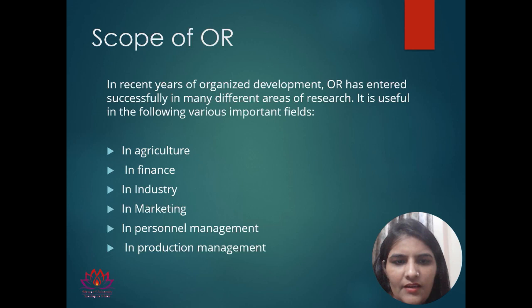Number two is finance. What is the scope of operations research in finance? In these recent times of economic crisis, it has become very essential for every government to do careful planning for the economic progress of the country. OR techniques can be productively applied to determine the profit plan for the company, to maximize the per capita income with the least amount of resources, to decide the best replacement policies, etc.